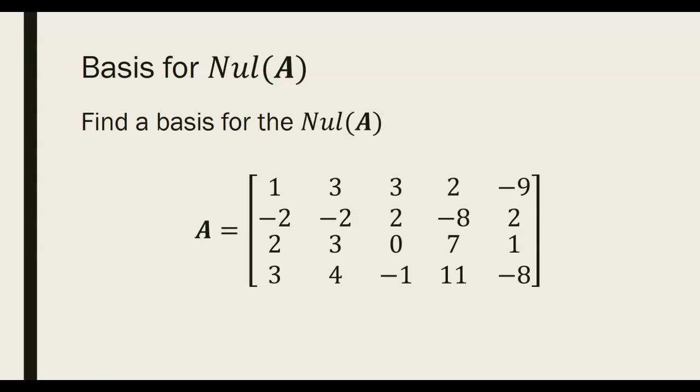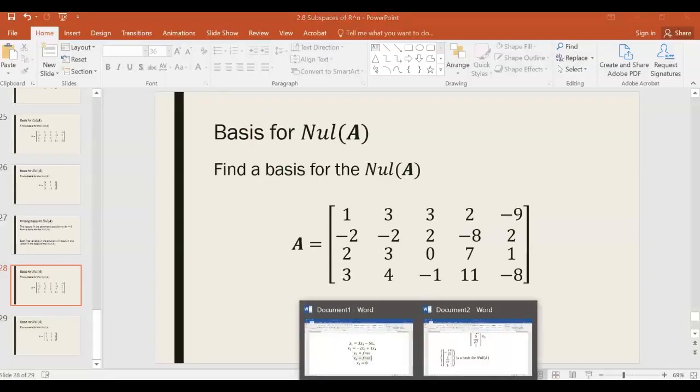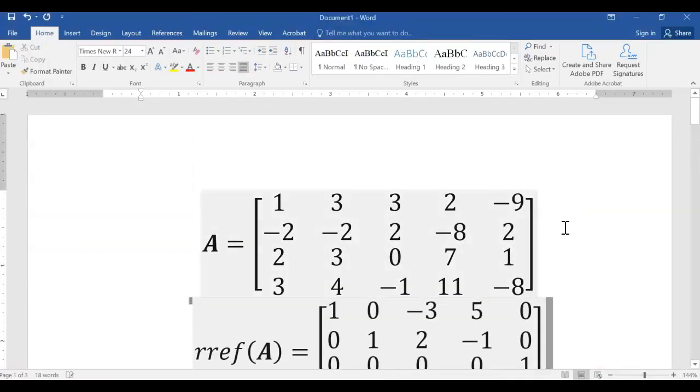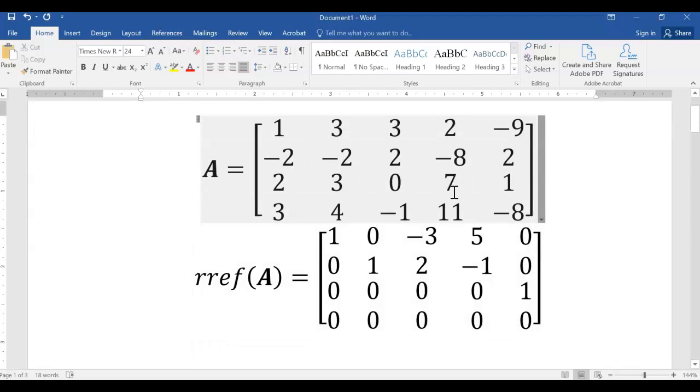So let's go to our work that we had earlier. So here's our matrix, big messy matrix that it is. When we put it into row reduced echelon form, we get this matrix. Notice we have 3 pivot columns. We're going to end up with 2 free variables, and those free variables are going to be associated with x sub 3 and x sub 4.